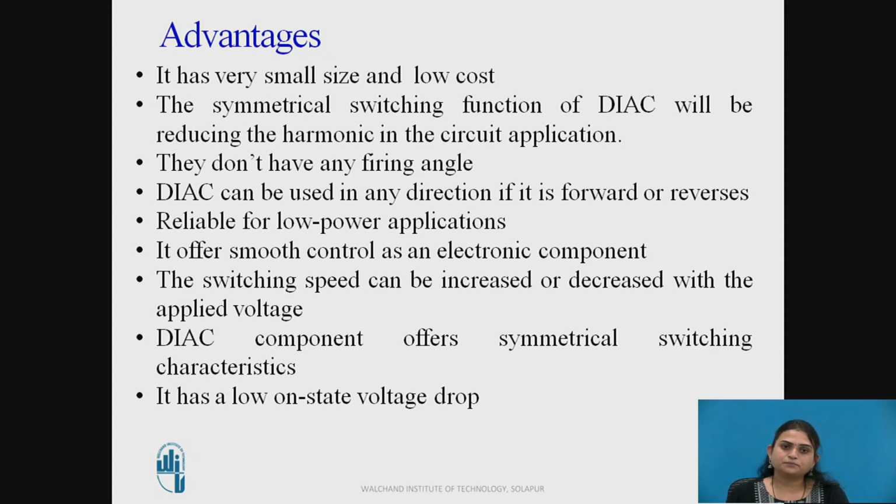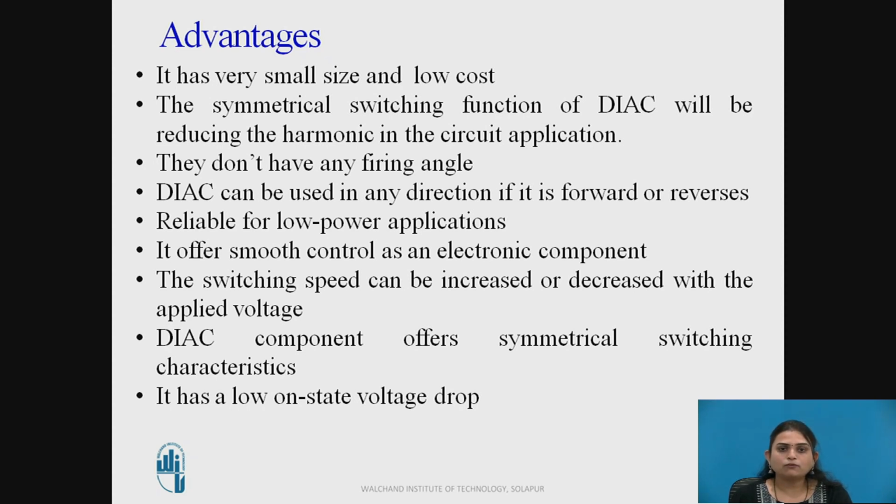These are the advantages. It has a very small size and because of that the cost is low. The symmetrical switching function of DIAC reduces the harmonics in circuit applications. DIAC doesn't have any firing angle as it has only two terminals T1 and T2; no gate terminal is there, that is, the controlling terminal is absent. DIAC can be used in any direction, whether forward or reverse biased, so that's why it is bidirectional. We can have VI characteristics in both the quadrants, first and third, during positive and negative half cycles.